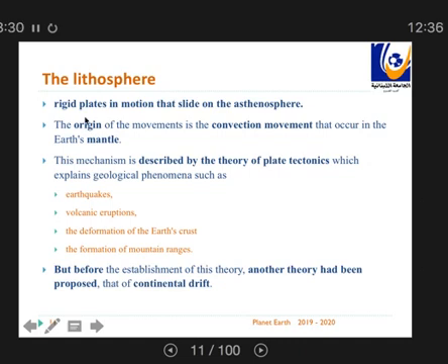We will see later also that it's composed of rigid plates in motion that slide on the asthenosphere. The origin of the movement of these plates is a convection movement in the Earth's mantle. We will expand on this a bit later, in the part on the theory of plate tectonics. This theory explains earthquakes, volcanic eruptions, the formation of the earth's crust, and the formation of mountain ranges. But before we start with this theory, we will start with another theory that had been proposed before, which is the continental drift.